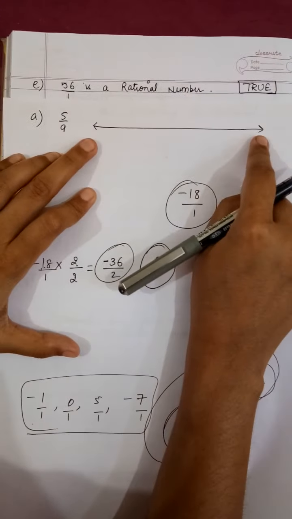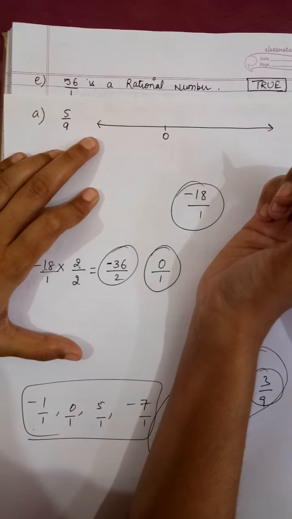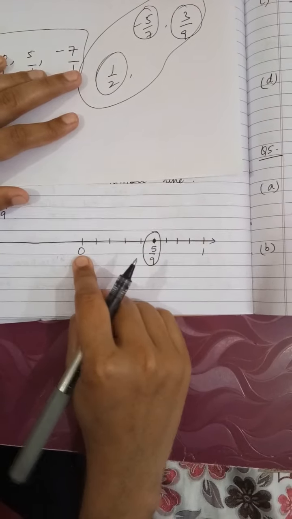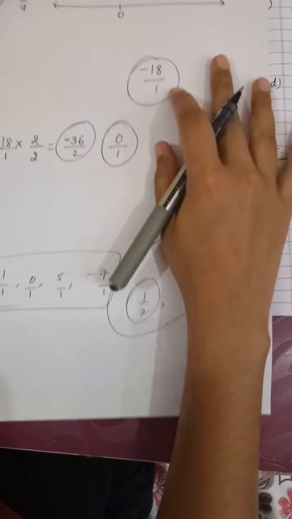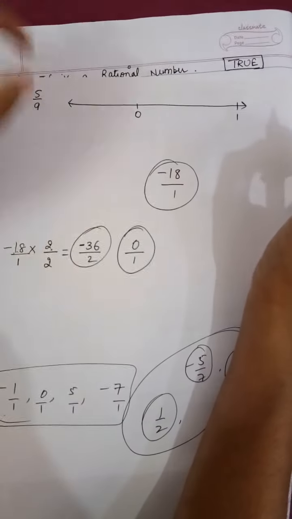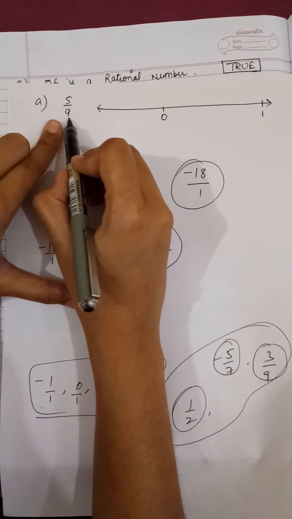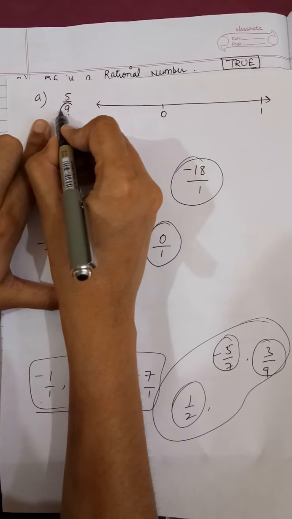I have drawn this number line. I am going to place 0 here. Right. And with this, I am going to write between 0 and 1. So here I will put 0 and 1. Okay, I have written it here. Now just see here, 5 upon 9 is there. In the denominator, 9 is there.